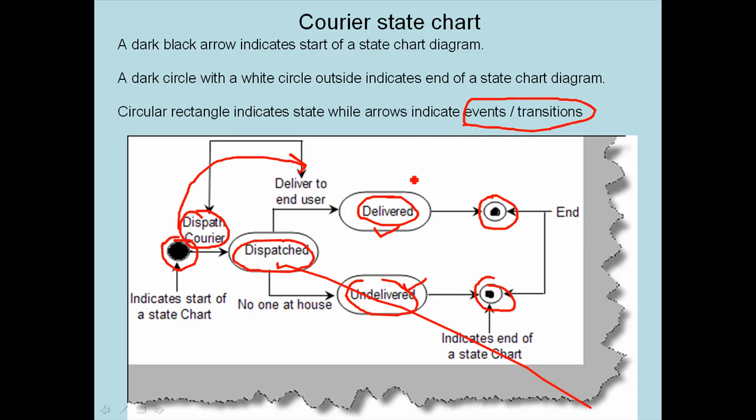So if you think that in your project you have a lot of events, a lot of states, and a lot of transitions, then definitely go for using the state chart diagram. But again, as I said previously, if you look at the activity diagram, sequence diagram and collaboration diagrams, if you really draw those diagrams properly, you don't really need to use a state chart diagram.